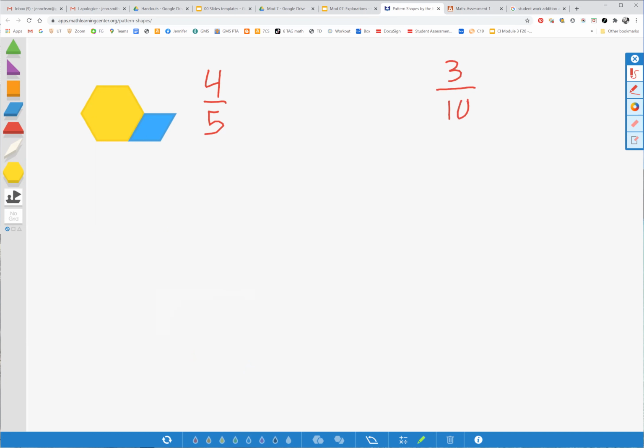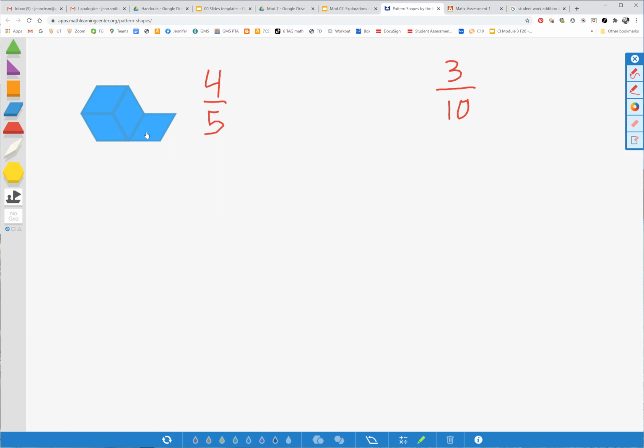So in order to figure out what 3/10 is, first let me think about what this 4/5 means right here. First of all, I'm going to get everything in the same terms. I know that this yellow hexagon, I can replace with 3 of these blue rhombuses, like so. 1, 2, 3, just like that. Okay. So then if you take a look here, I've got 1, 2, 3, 4 blue rhombuses that make my 4/5.